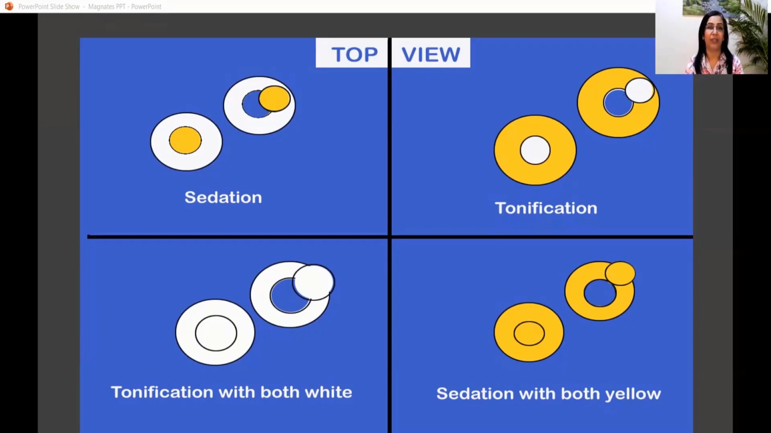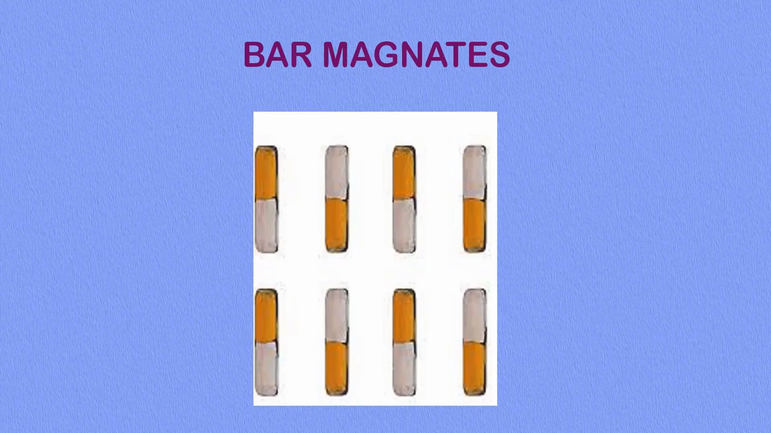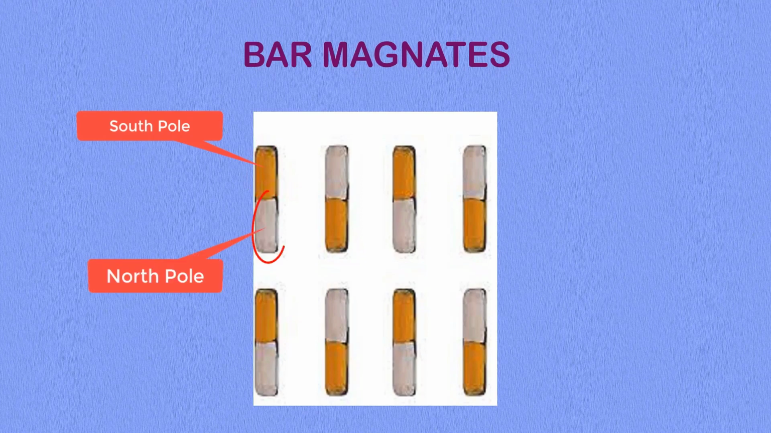any hypo conditions. Another magnet that is very commonly used is the bar magnet. Bar magnets are the same from both sides. One half of it is yellow, which is the south pole, and the other half is white, which is the north pole. Energy flows from north pole to south pole. So when we want to increase the flow of energy, then we have to put the bar magnets in such a way that the south pole is in the direction of the energy flow.